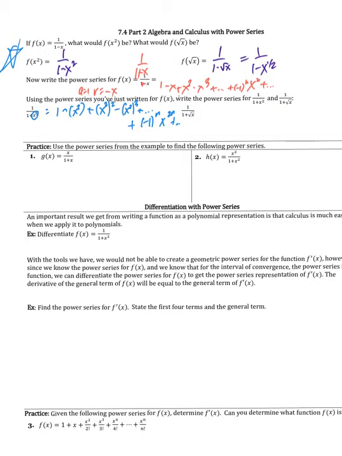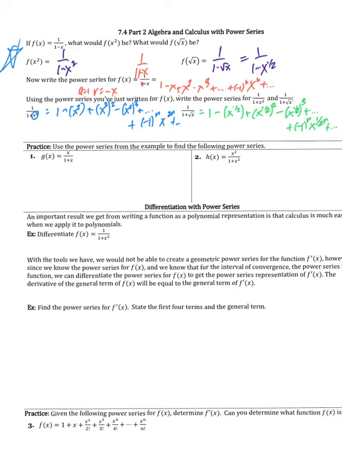Go ahead and pause the video and do the same thing for 1 over 1 plus the square root of x. Then unpause the video and see how you did. And here we have 1 minus x to the power of 1/2 plus x to the power of 1/2 squared, minus x to the 3/2, or minus x to the power of 1/2 to the 3rd, plus dot dot dot, negative 1 to the n, x to the 1/2 n. And then again, that is continuing on forever.